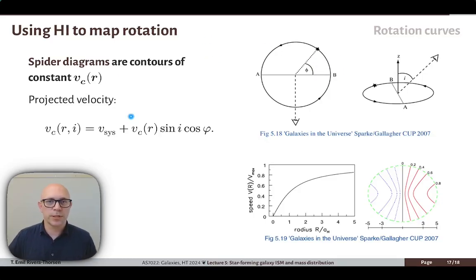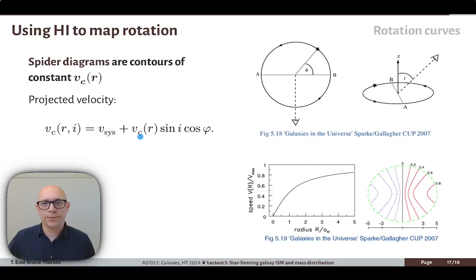And we can do that by using the formula that we see here, where the projected velocity, that is the line of sight velocity component, is equal to, first off, the systemic velocity of the galaxy, which is important in practical observations, but not very theoretically interesting, because it is just the velocity of the galaxy as a whole, whether it is on its way away from us or towards us for various reasons. But then, of course, the circular velocity times the sine of the inclination times the cosine of this phase angle phi, which is an angle relative to the transverse direction.